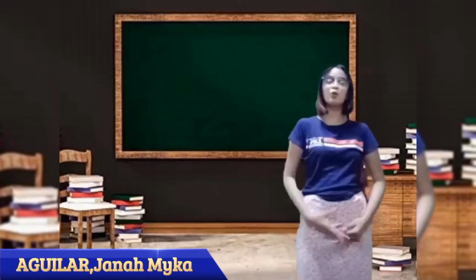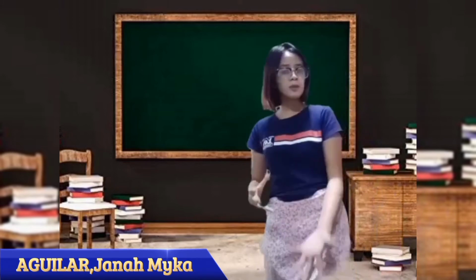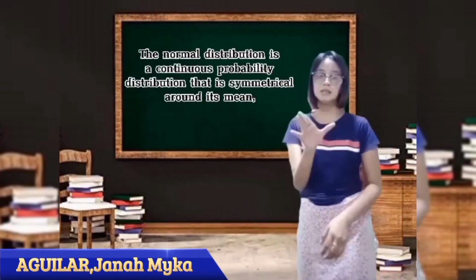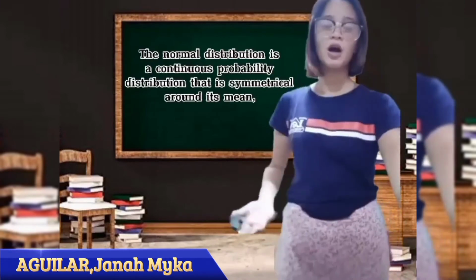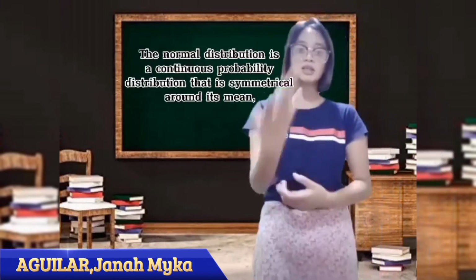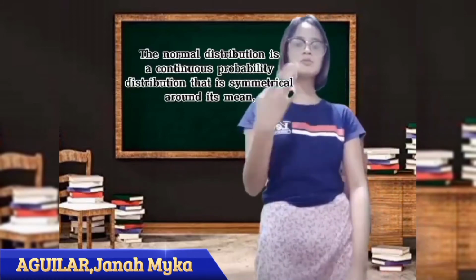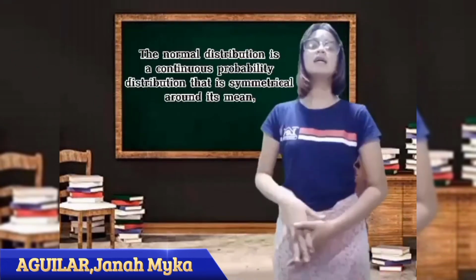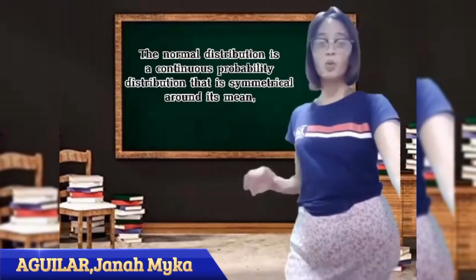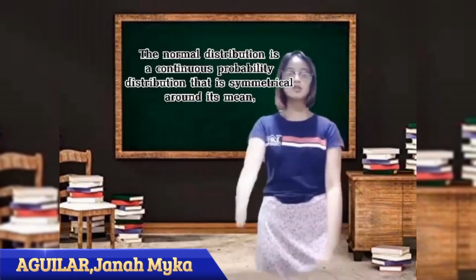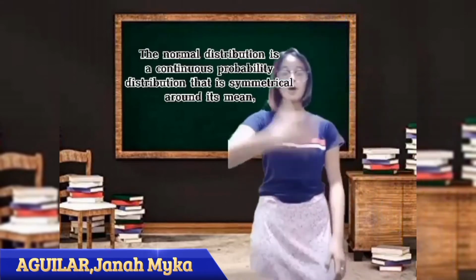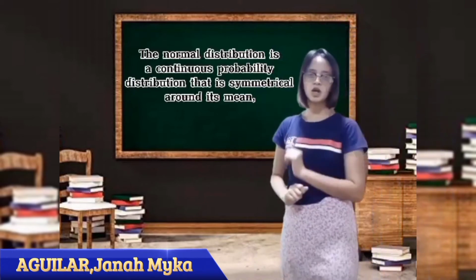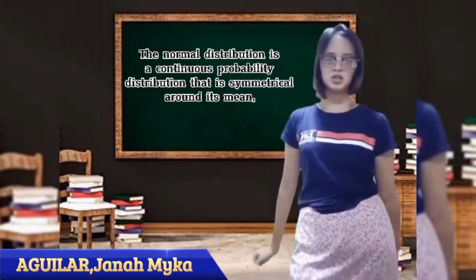So, to explain further what Miss Reyes said, the normal distribution is a continuous probability distribution that is symmetrical around its mean. When we say symmetrical, it is having similarity in shape, size, and relative position of corresponding parts. When we say mean in statistics, the mean is one of the measures of central tendency apart from the mode and median. Mean is nothing but the average of the given set of values.